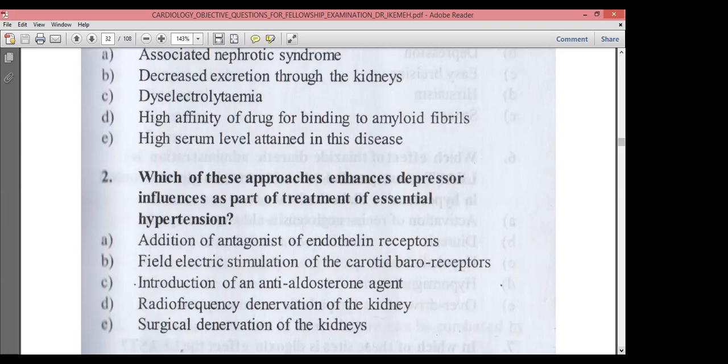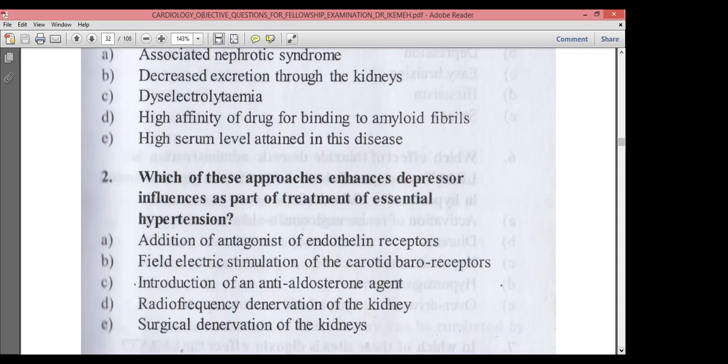Then introduction of an anti-aldosterone agent. That will also bring down the BP. But the depressor effect that they are trying to say here is, from my understanding, something that has direct effect on the sympathetic outflow. So this field electrical stimulation is going to cause inhibition of sympathetic outflow, thereby reducing the BP. Then D, radiofrequency denervation of the kidney, and E, surgical denervation of the kidneys.